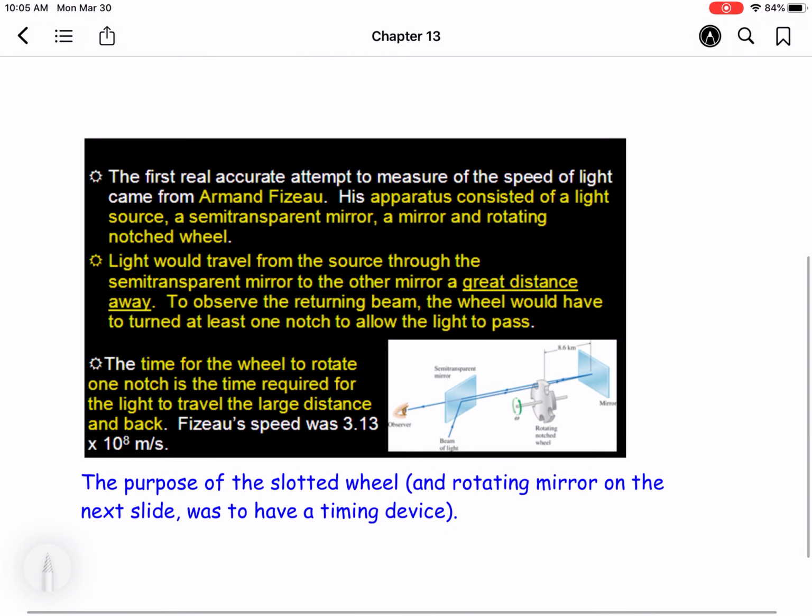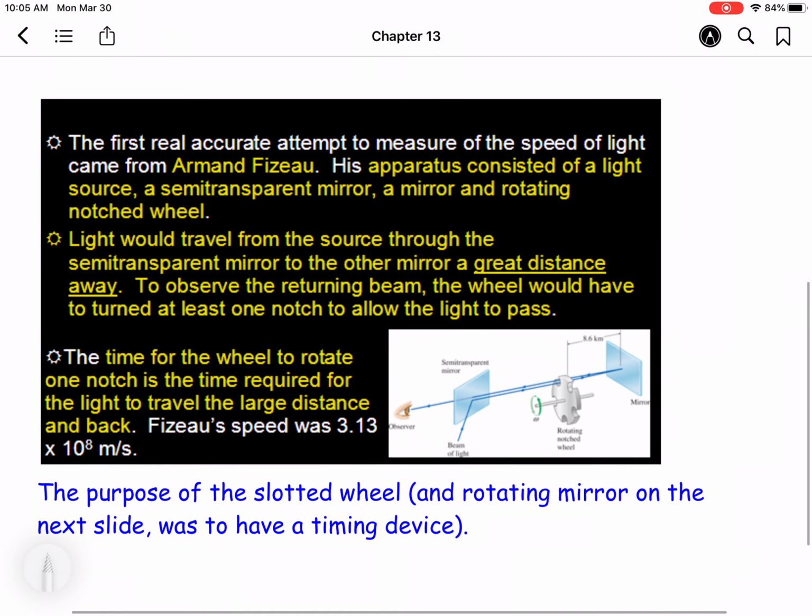All right. So the first attempt to measure the speed of light came from Fizeau. Fizeau had an apparatus, and basically what he did is he sent light down and through. He used about 8.6 kilometers, so when it went down and back, it was 17.2 kilometers in total. So he had a little more time.